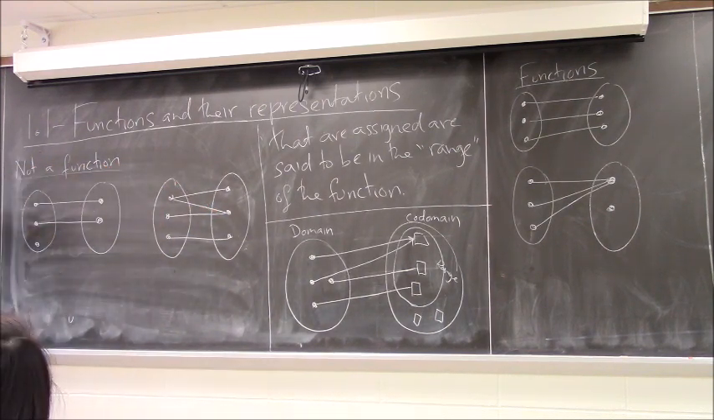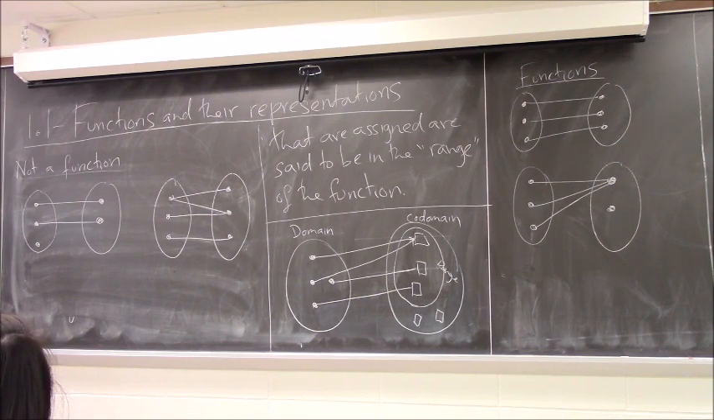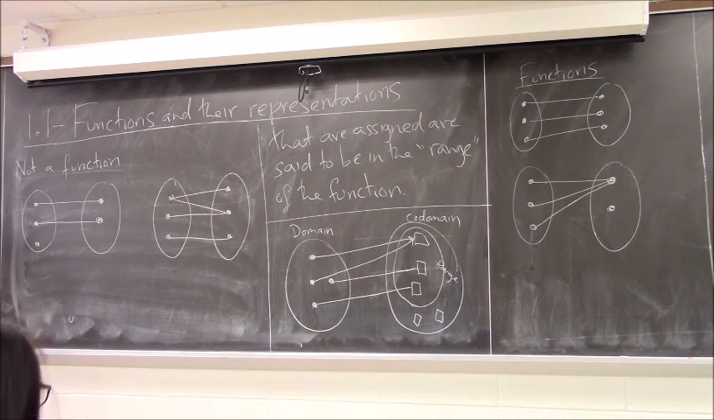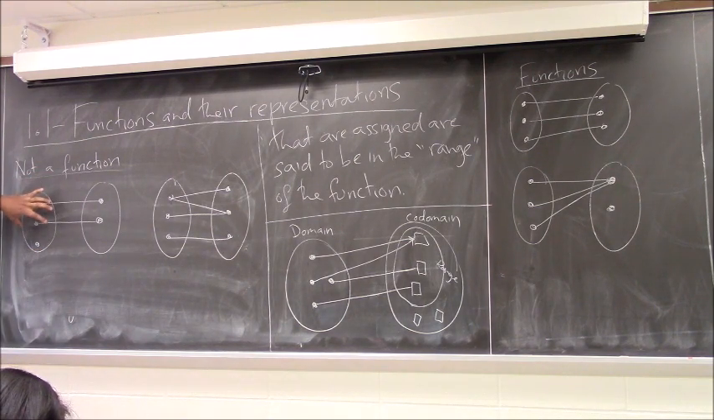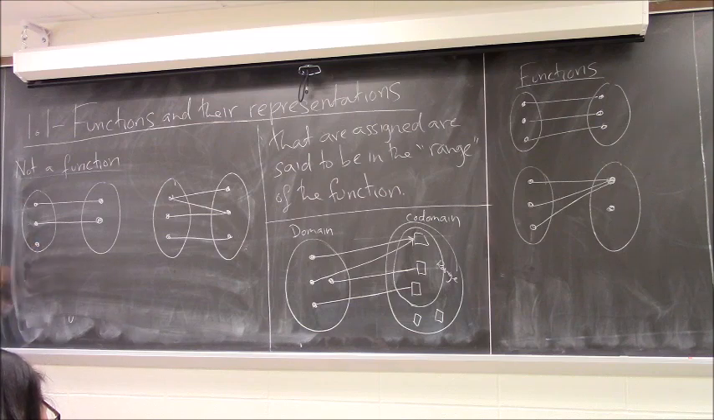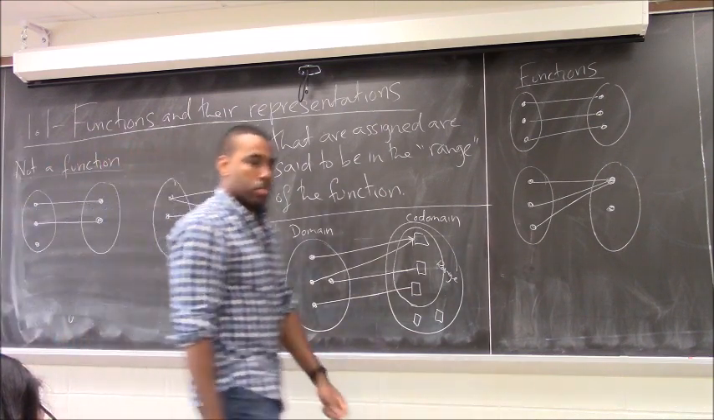What makes this not a function? Yeah? The last one isn't connected to anything. There's nothing for this to connect to. So the important thing in a function is that everybody in the first group must get an assignment. Not everyone in the second group has to get one, but everyone in the first group has to get one. The fact that this guy is not connected to anything makes it not a function. Okay? So it's a very special kind of relationship.